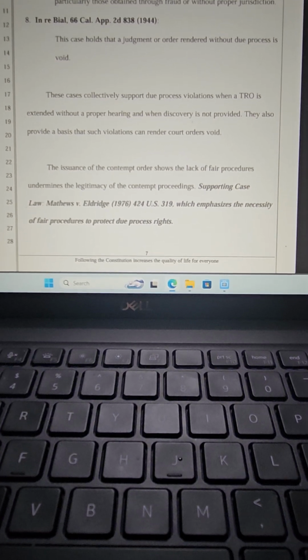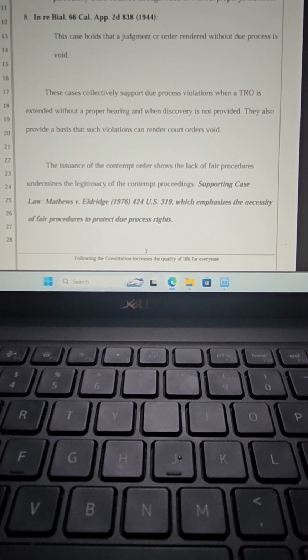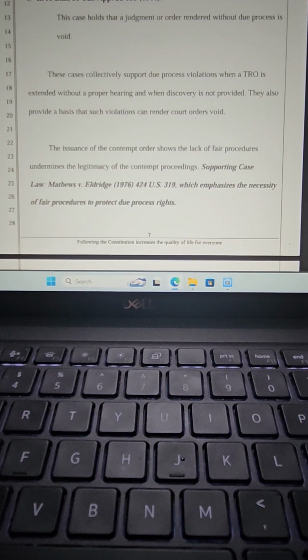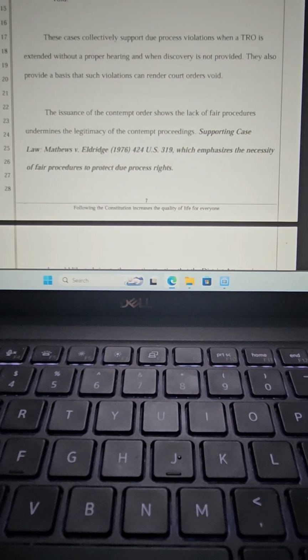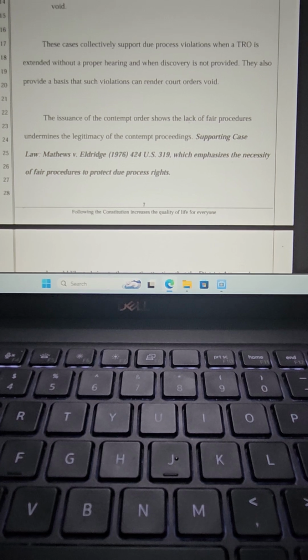The issuance of a contempt order shows lack of fair procedure, which undermines the legitimacy of contempt proceedings, supporting case law Mathews v. Eldridge, which emphasizes the necessity of fair procedures to protect due process rights.